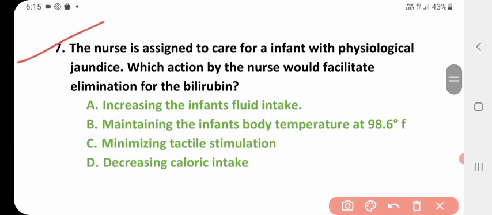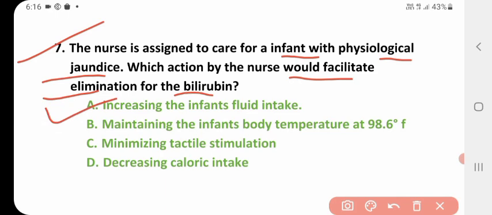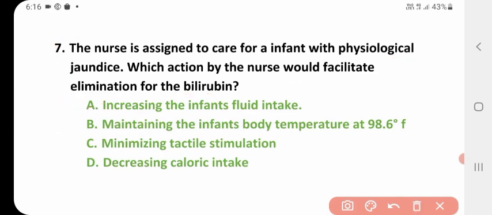Next, question number 7. The nurse is assigned to care for an infant with physiological jaundice. Which action by the nurse would facilitate elimination of the bilirubin? Increasing the infant's fluid intake, maintaining the infant's body temperature at 98.6 degrees Fahrenheit, minimizing tactile stimulation, decreasing caloric intake. The right answer is option A, increasing the infant's fluid intake.